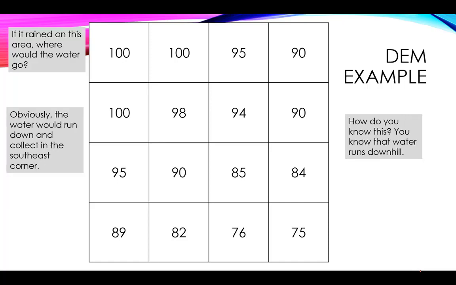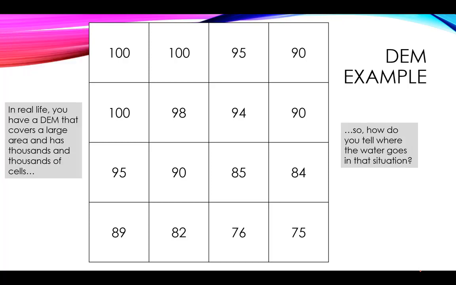Now, one question that we can ask that's very important to ecology and to biologists: if it rains on this area, where would the water go? And so obviously, if the ground slopes down to the southeast, the water is all going to run toward the southeast. And how do you know that? Well, you know that water runs downhill, right? Intuitively, you can understand that.